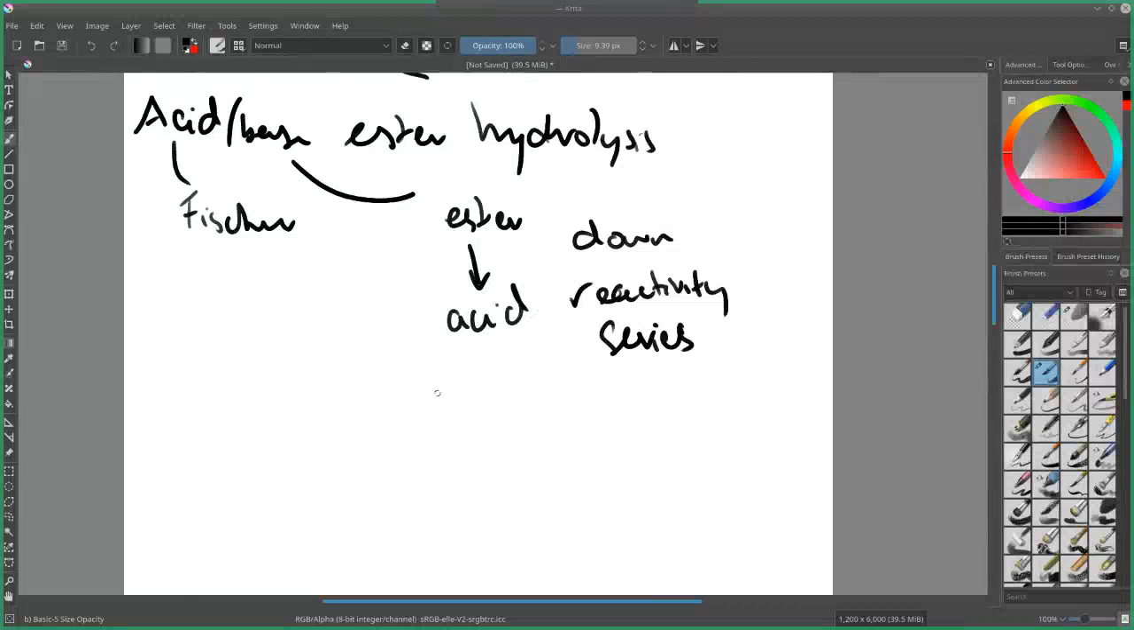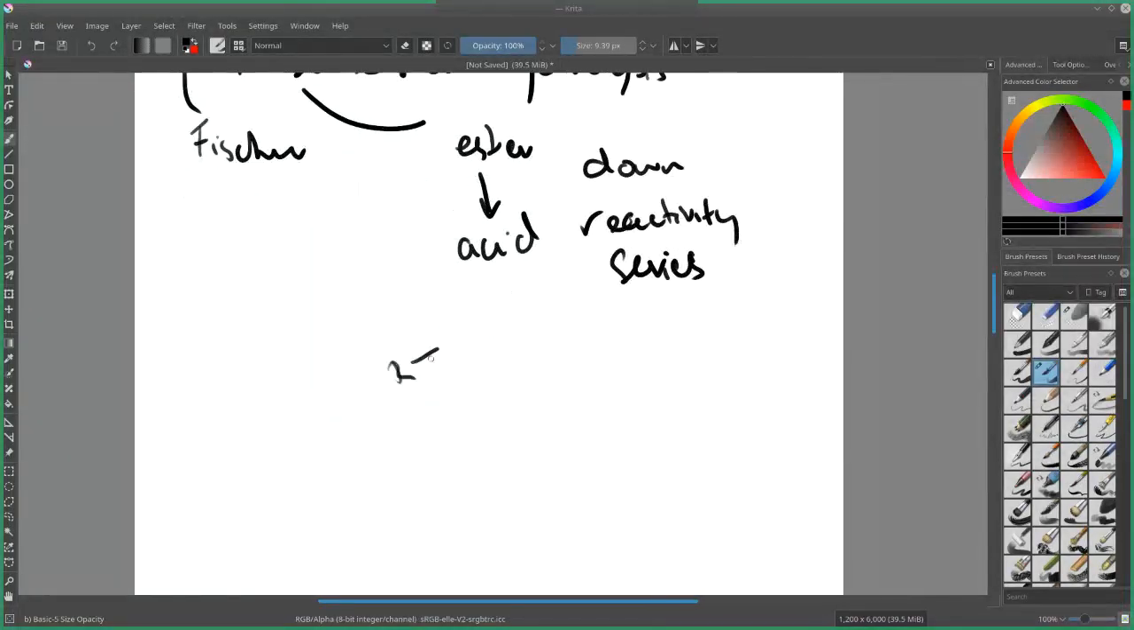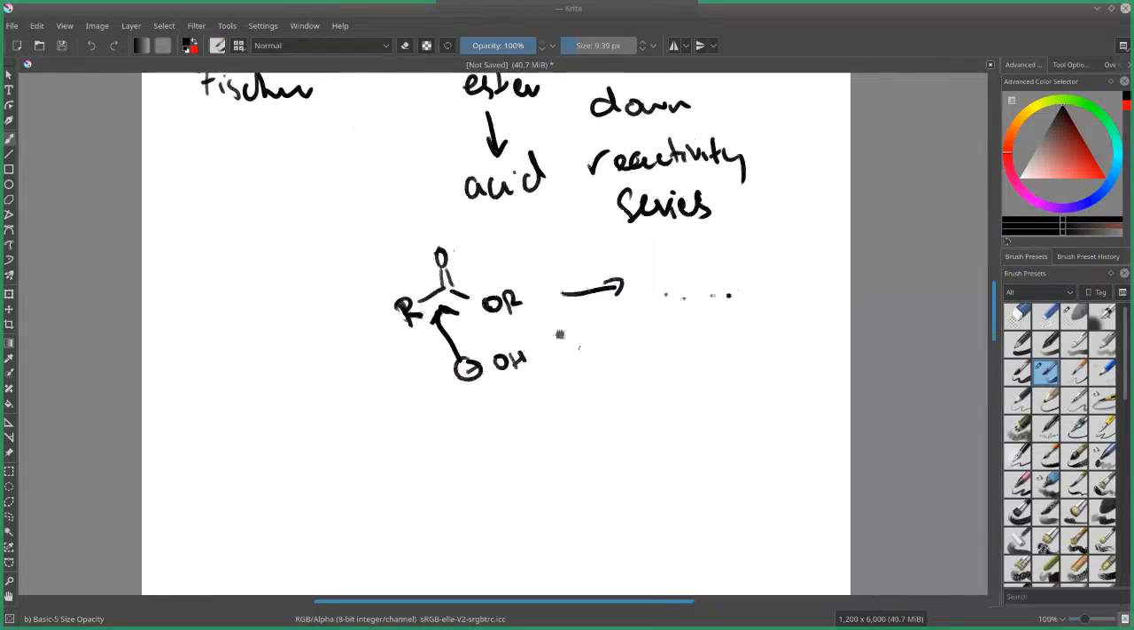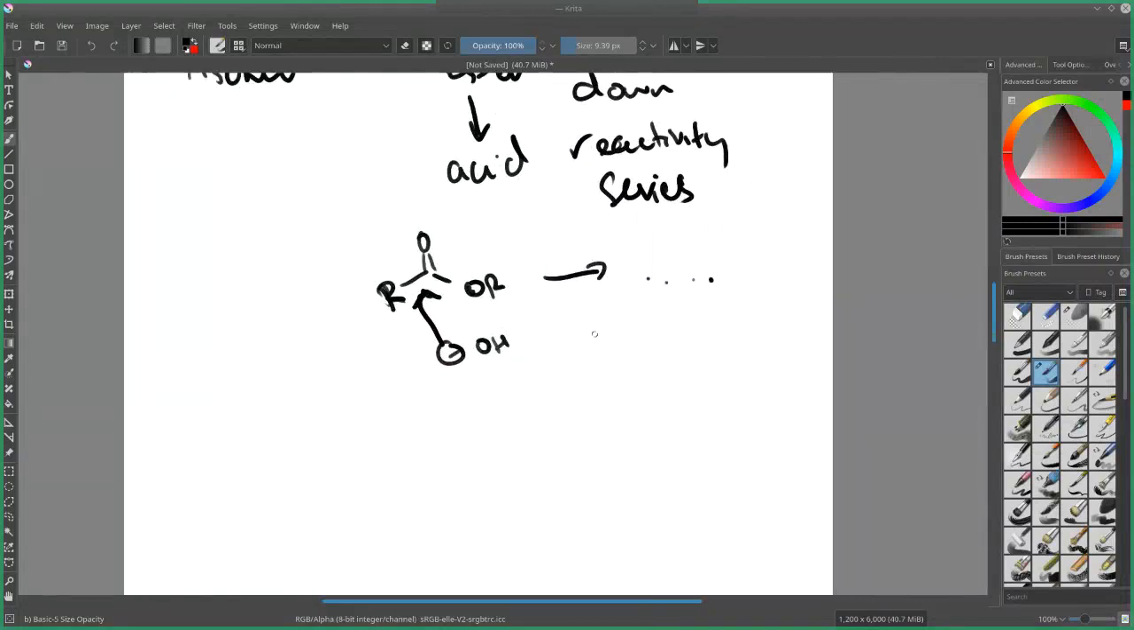You have your acid, or you have your ester, sorry. You take the OH of your hydroxide and you attack the carbonyl, right? So maybe let me just actually draw that out. That goes in there, and then you wind up kicking that ester off, right? And from there, you can handle the rest of what that looks like.